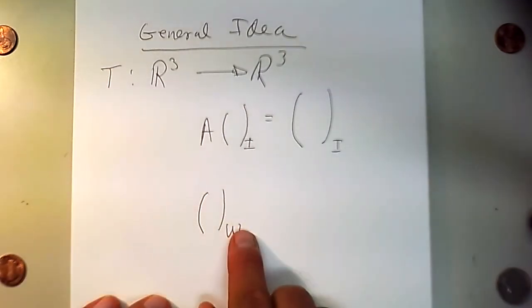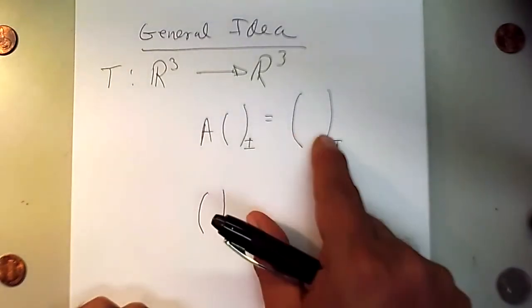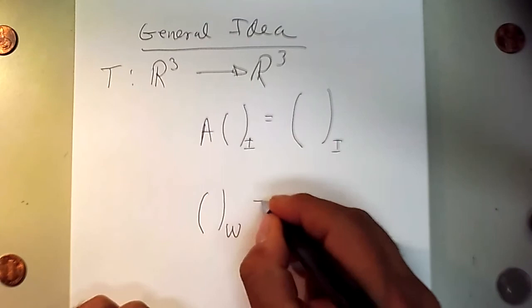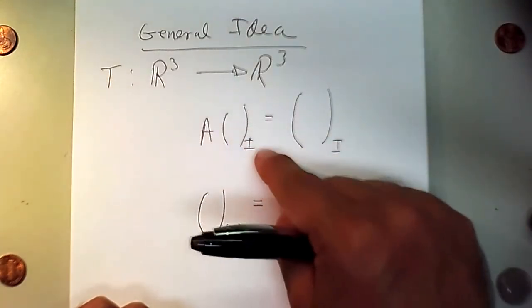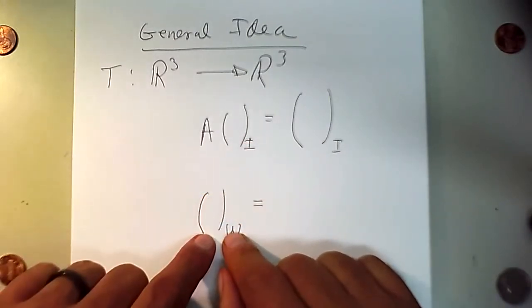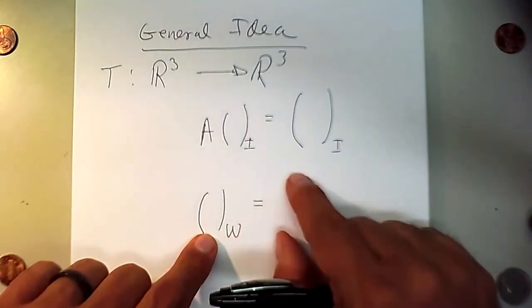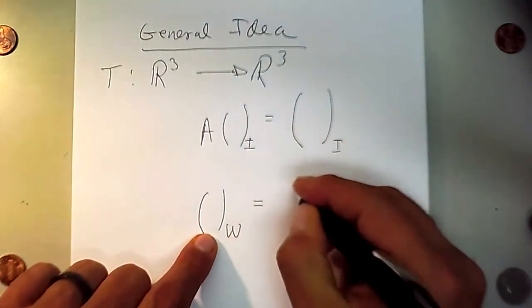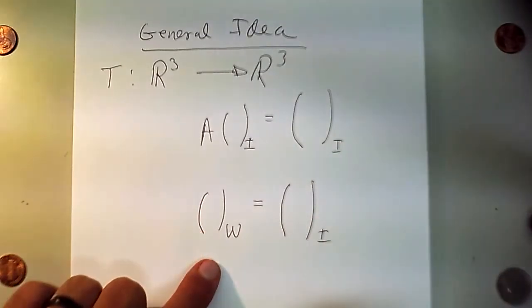So weird basis coordinates, and we want to find the same answer. Now, those two are not going to be the same because the problem is going to be given in weird coordinates. And then we want to find the answer in regular coordinates. So that is the question.